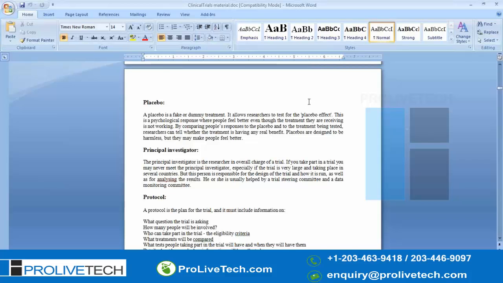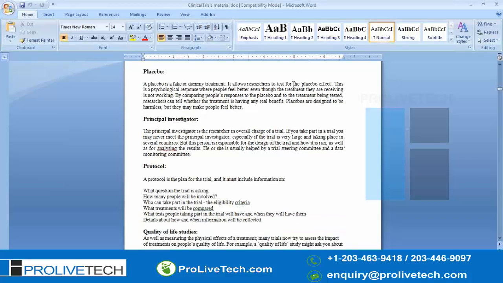Principal investigator is the authorized person under whose control the entire trial is conducted. He is the decision maker. If any decision has to be made, all of that will be done by the principal investigator.